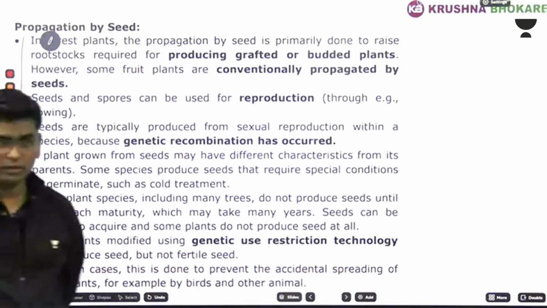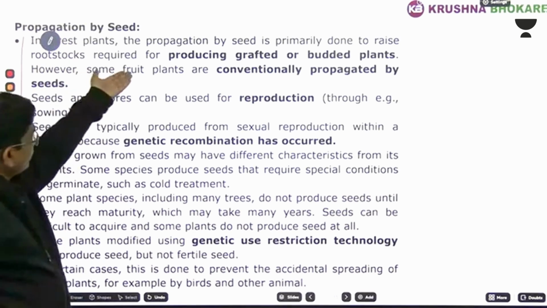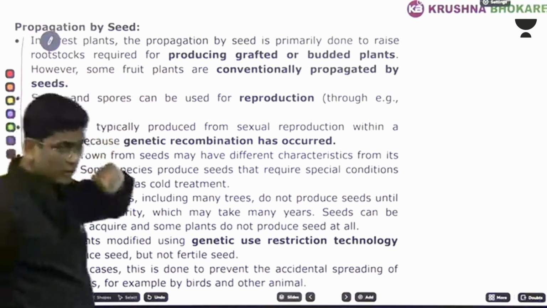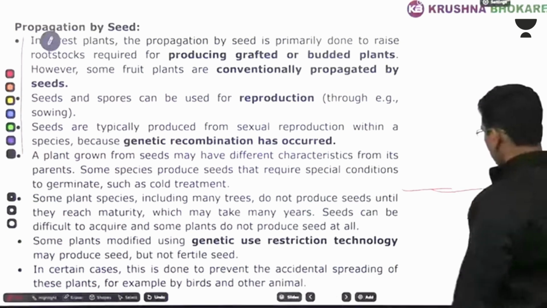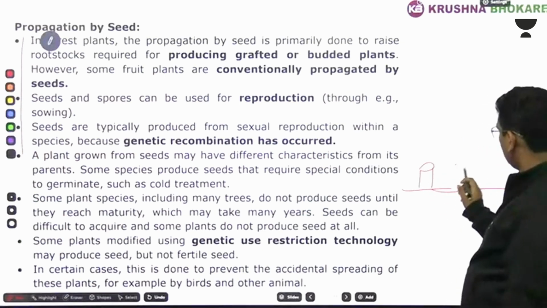It is a cheap, easy method, primarily done to raise the rootstock required for producing grafted or budded plants. Forest में क्या करता है, seed से क्यों करते हैं? Mostly, even though seeds are required in both sexual and asexual. How?